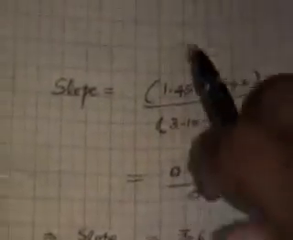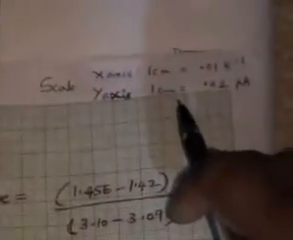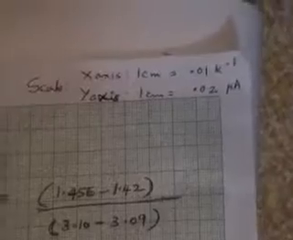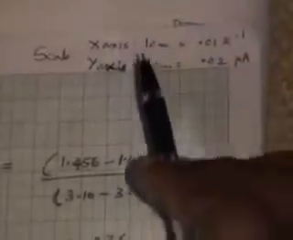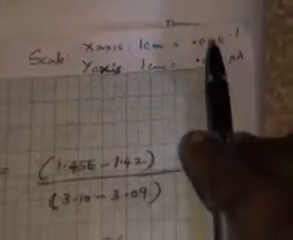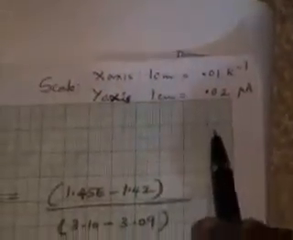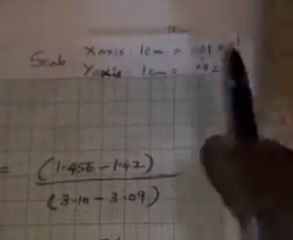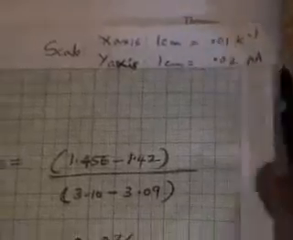Mark the x-axis as 10 cubed by T, Kelvin inverse, and the y-axis as log Is in microamps. Now the scale also has to be written. Don't write 1 unit equal to something, or 1 centimeter equal to 1 unit, etc. Specify clearly: x-axis, 1 centimeter equal to 0.01 Kelvin inverse; y-axis, 1 centimeter equal to 0.02 microamps. This is how you should draw the graph.